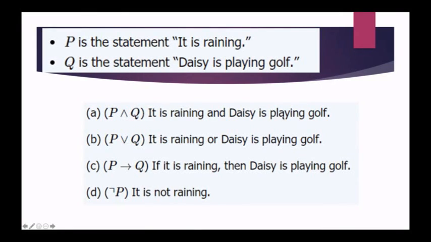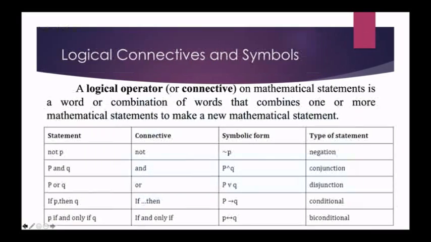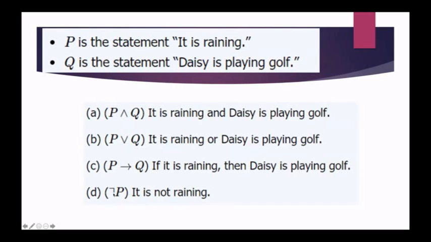Isn't it easy to understand? And then the or: it's raining or Daisy is playing golf. The symbol for or is this one, right? And then the conditional: if it is raining, then Daisy is playing golf. Then the negation, we can use the symbol, class, or the tilde. Remember the tilde? This one. We can use this or this symbol. It's not raining.